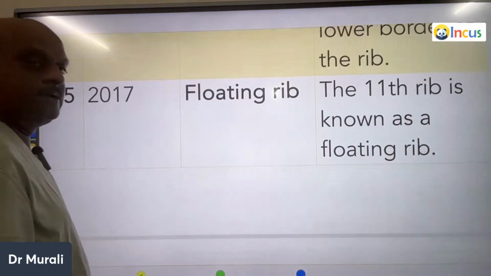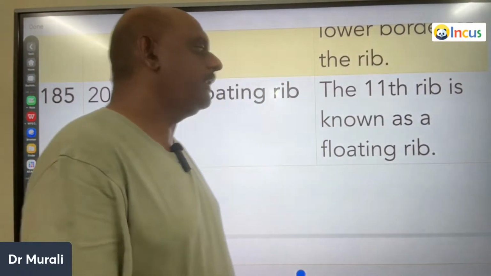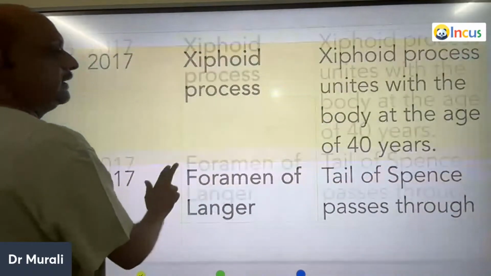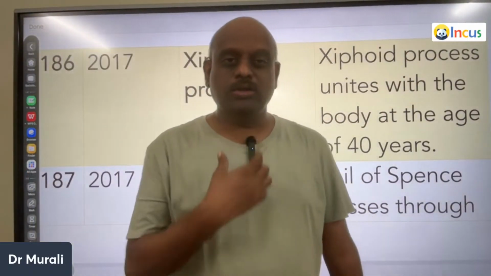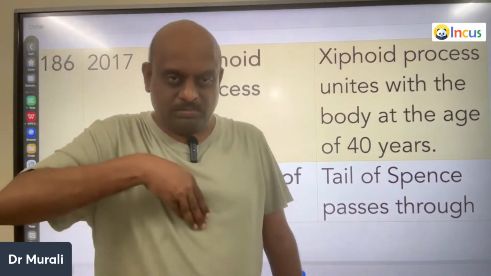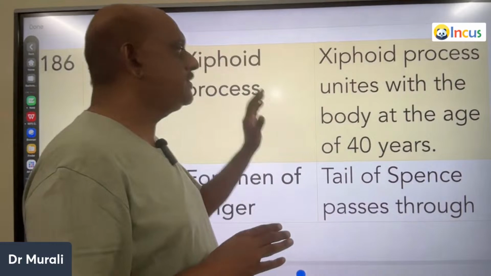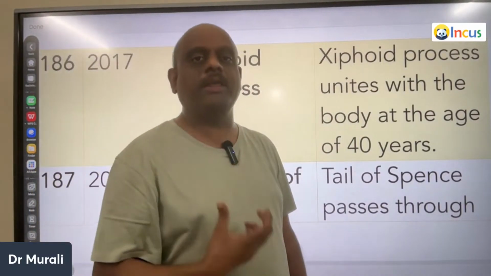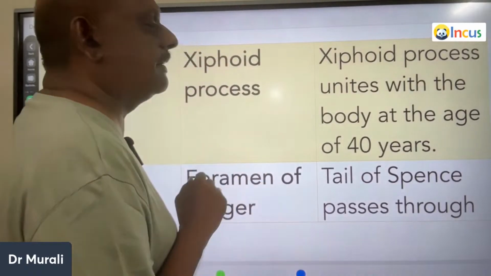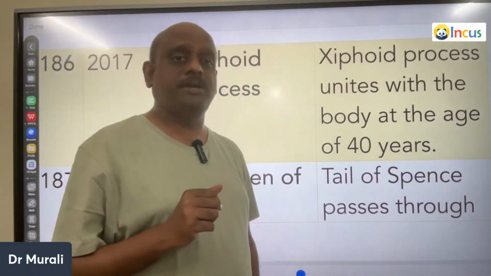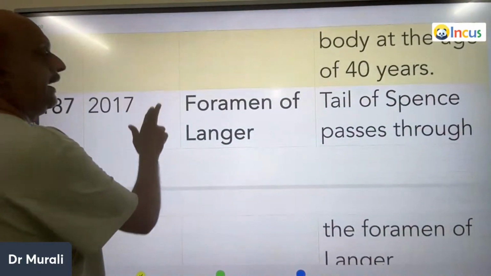The 11th rib, what is it called? Floating rib. The 11th rib is called the floating rib. Now the xiphoid process. The sternum has a small piece, which is called the xiphoid process. The xiphoid process unites with the body of the sternum. It takes around 40 years for it to unite. By the time you become associate professor or professor of medicine, that time your xiphoid will unite.